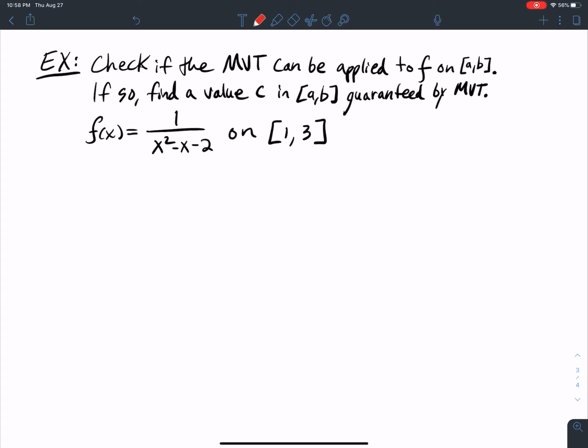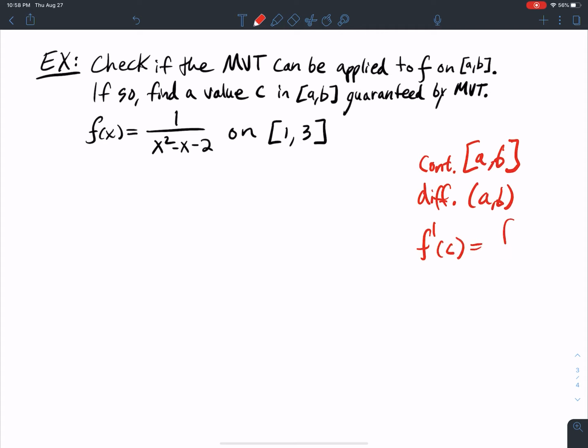If f is continuous on the closed interval [a, b], and it's differentiable on the open interval (a, b), then there exists at least one c such that f prime of c is equal to f of b minus f of a, all over b minus a, right? Okay, so that's what the mean value theorem says. So can we even apply the mean value theorem?